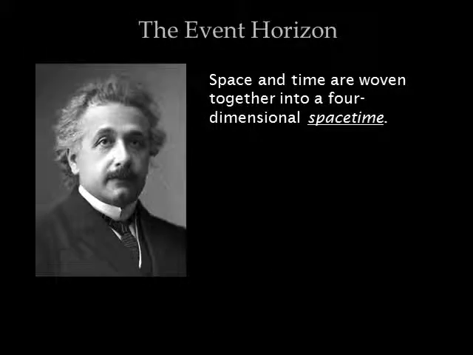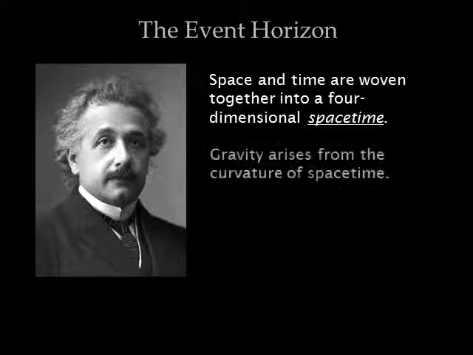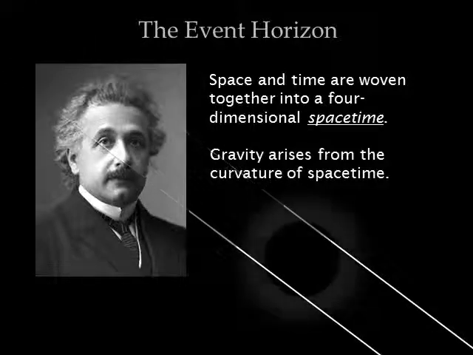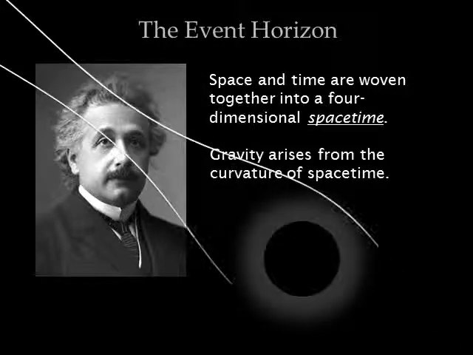The structure of space and time near the event horizon is very strange. Einstein taught us that space and time are woven together into a 4-dimensional space-time. The general theory of relativity tells us that what we perceive as gravity actually arises from the curvature of space-time.